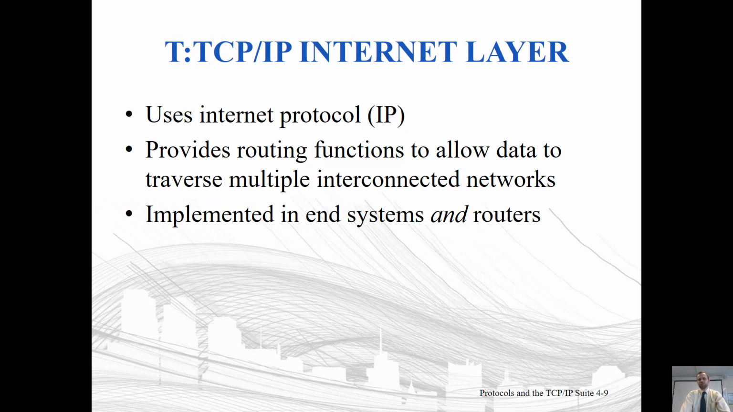Then you have the internet layer. You've all heard of IP, or Internet Protocol, and this takes place at the internet layer. The internet layer also provides routing functions to allow data to traverse multiple interconnected networks, and it's implemented in end systems and routers.